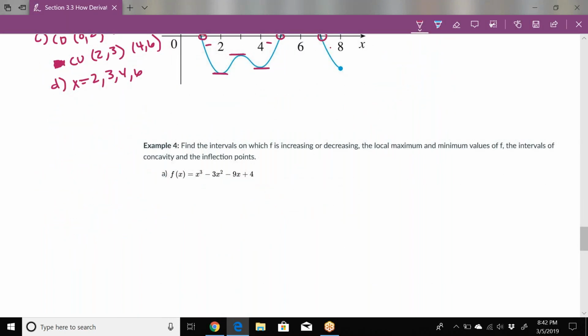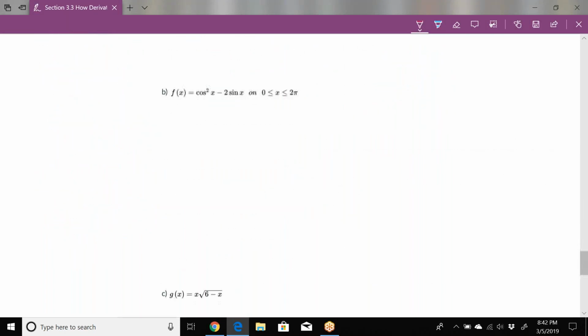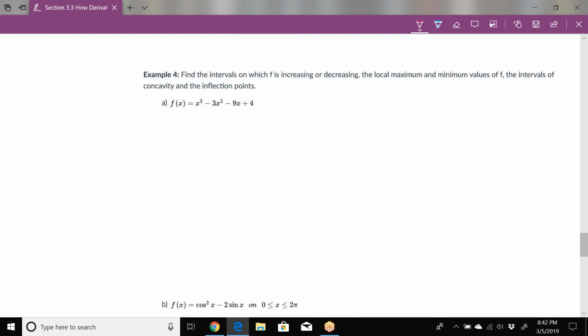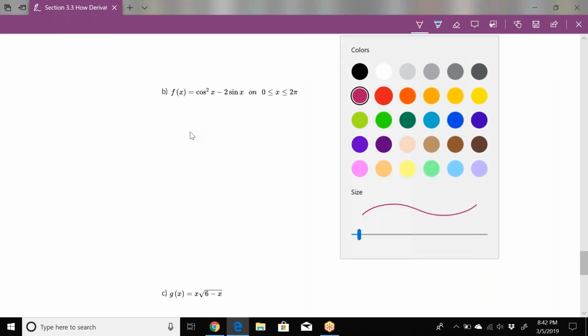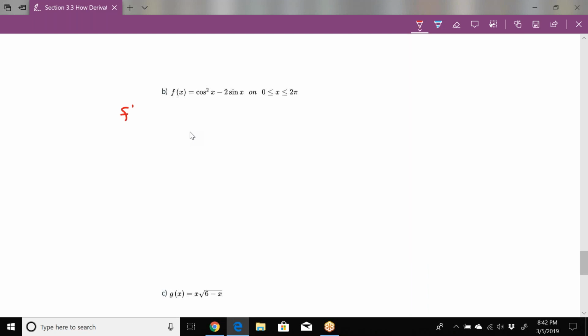But let's move on because we had two other examples that I needed to talk about in this video. We were running short on time because we're still playing catch up a little bit. So we did not do this one together. We're trying to find the intervals on which f is increasing or decreasing, the local maximums and minimums and values of f, and the intervals where there is concavity, which means concave up or concave down, and then the inflection points. Okay, so our first step here is going to be to take the first derivative of this function. So we want f prime of x.